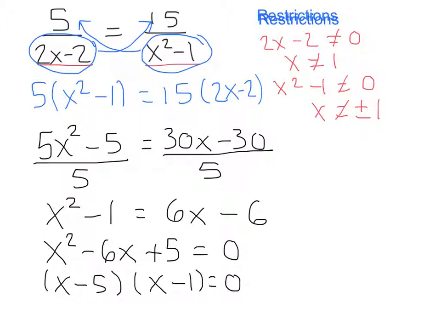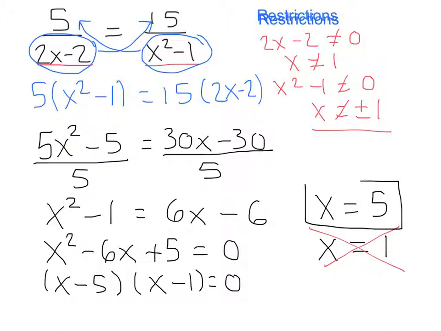So when I'm solving this, I'm going to get x equals 5 and x equals 1. The problem I have here is that one of my restrictions, x is not allowed to equal 1, so x equals 1 is not an answer. My only answer to this problem is x equals 5.